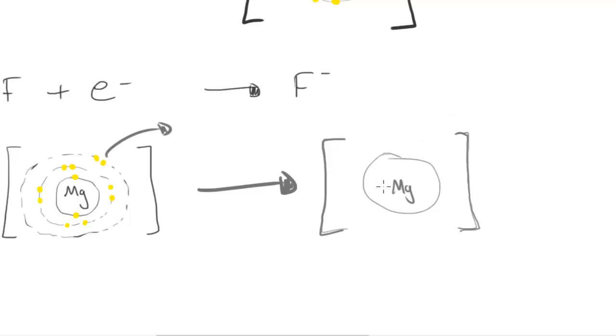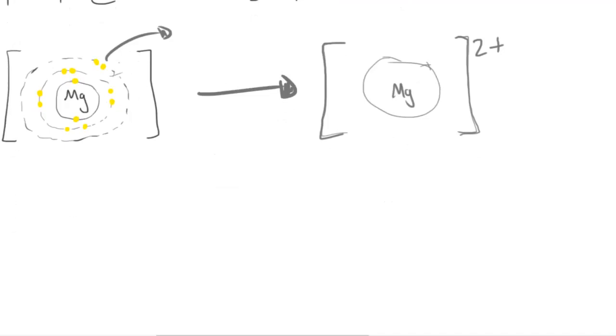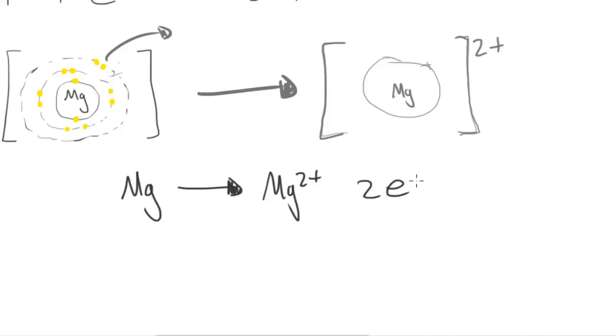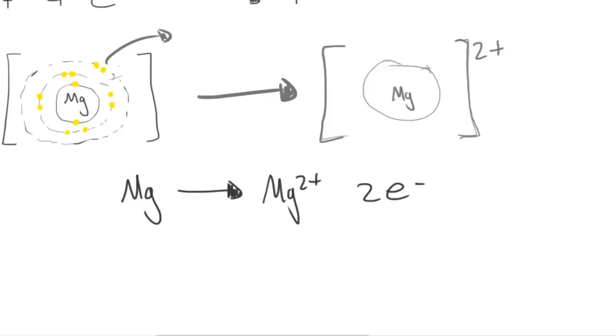And so the electrons in that shell are gone. This is basically a magnesium ion now, and it has a charge of 2+ since it lost 2 negative electrons. If I draw the equation for this reaction, magnesium reacts and loses 2 electrons. So it's going to form Mg2+, which is the magnesium ion, and it's going to form the 2 electrons.